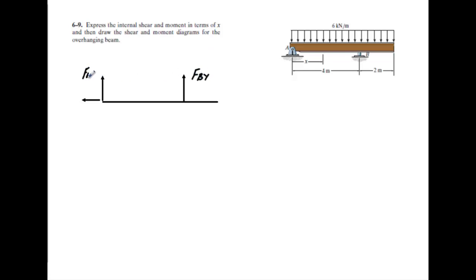This will be FAY. Here you have a distributed load going all the way across the beam, so we can basically say, just turn that into one single force coming down here in the middle of this beam. This beam is 6 long, so we know the distance from here to here is going to be 3, and the distance from here to here is going to be 4.